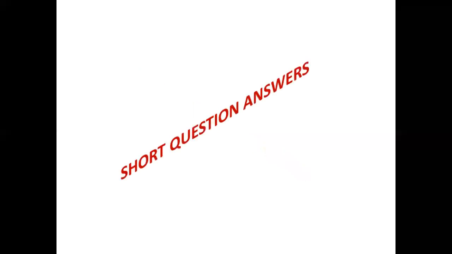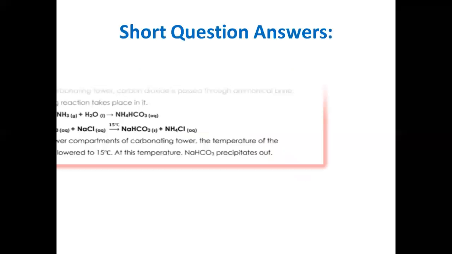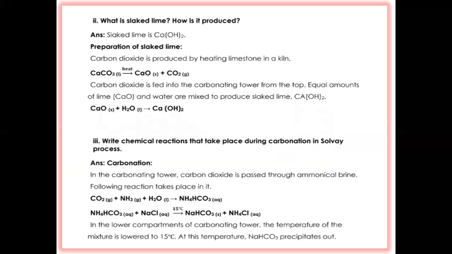Short question answers. Number one: what is slaked lime and how is it produced? I told you in the MCQs that calcium hydroxide, Ca(OH)2, is called slaked lime. How is it produced? The steps: calcium carbonate, when we heat it, decomposes into calcium oxide and carbon dioxide. This calcium oxide, when reacted with water, will form calcium hydroxide, which is also called slaked lime.